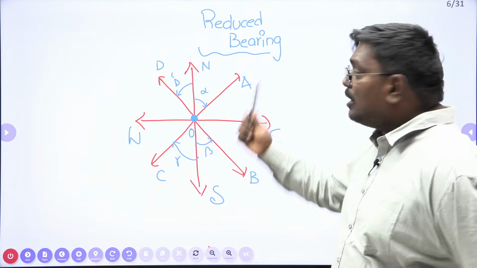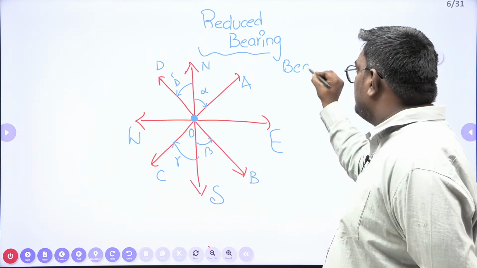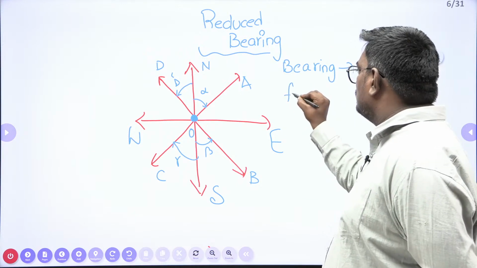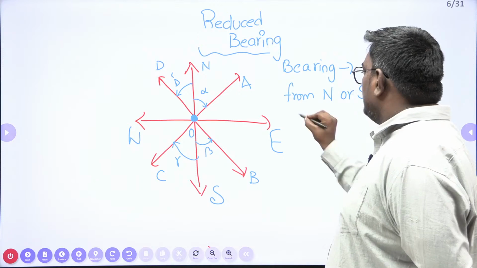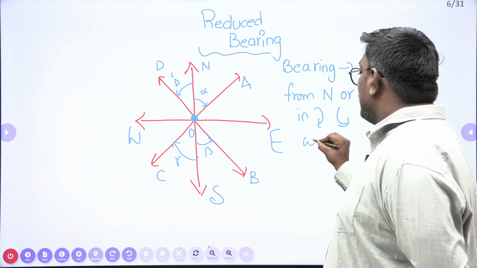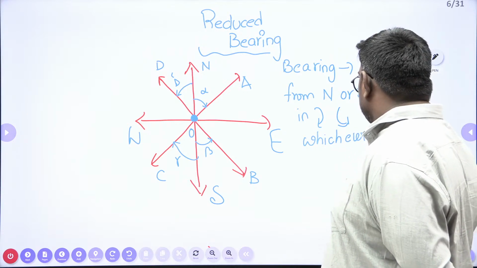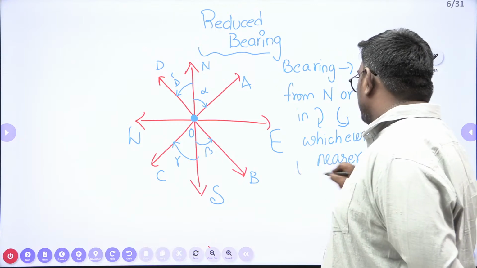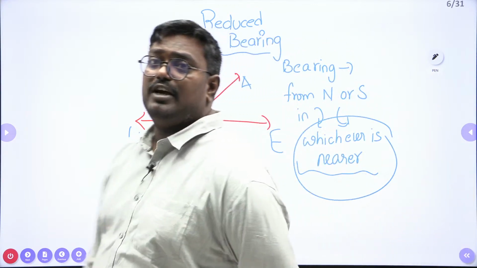So when I talk about reduced bearing, you should remember, my dear students, that bearing is measured from north or south, in clockwise or anti-clockwise direction, whichever is nearer. This is the very important point I would like to add, my dear students. This is the common point where you have to remember.